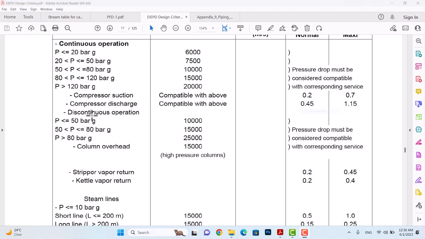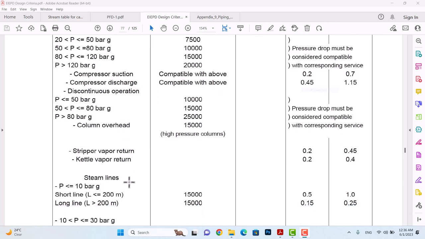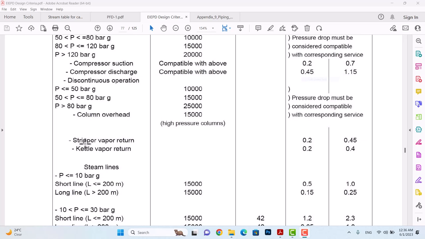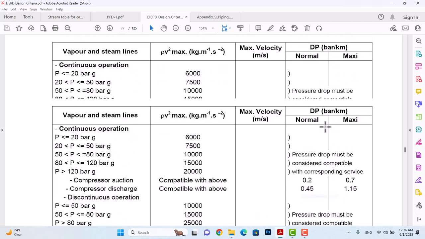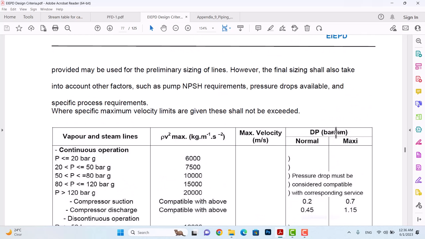If you have discontinuous operation with the following pressures, then we have the corresponding values for velocity heads. Are you designing column overhead? Are you designing a line for a stripper evaporator or kettle evaporator? Then the normal pressure drop should be this value, and the maximum pressure drop should be this value. Remember, all of these are bar per kilometer.